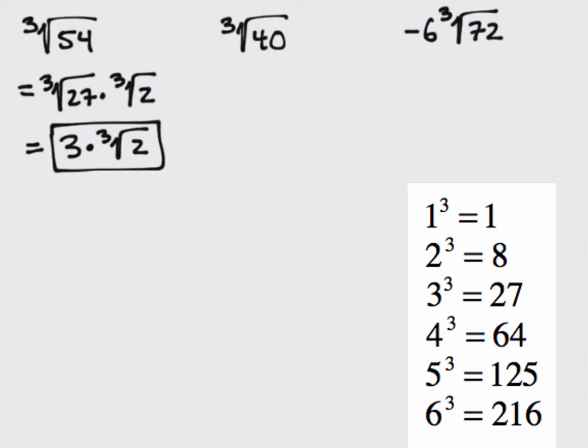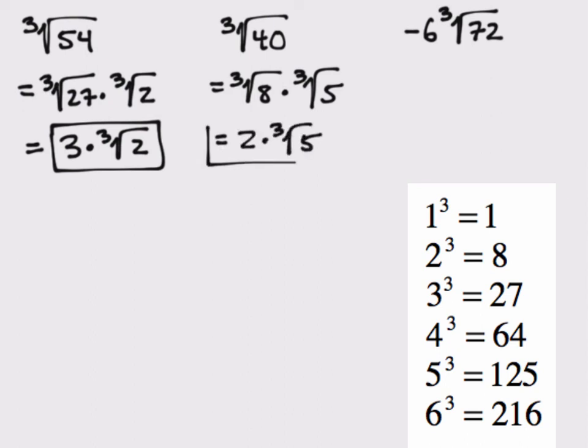All right, let's try two more. The third root of 40. Okay, now we got to think of factors of 40 that are perfect cubes. 1, 8, 8! 8's a factor of 40, and it's a perfect cube. So we can write this as the third root of 8 times the third root of 5. And the third root of 8, that's a nice number, that's 2. And we end up with 2 times the third root of 5, and that is the simplified version of the cube root of 40.